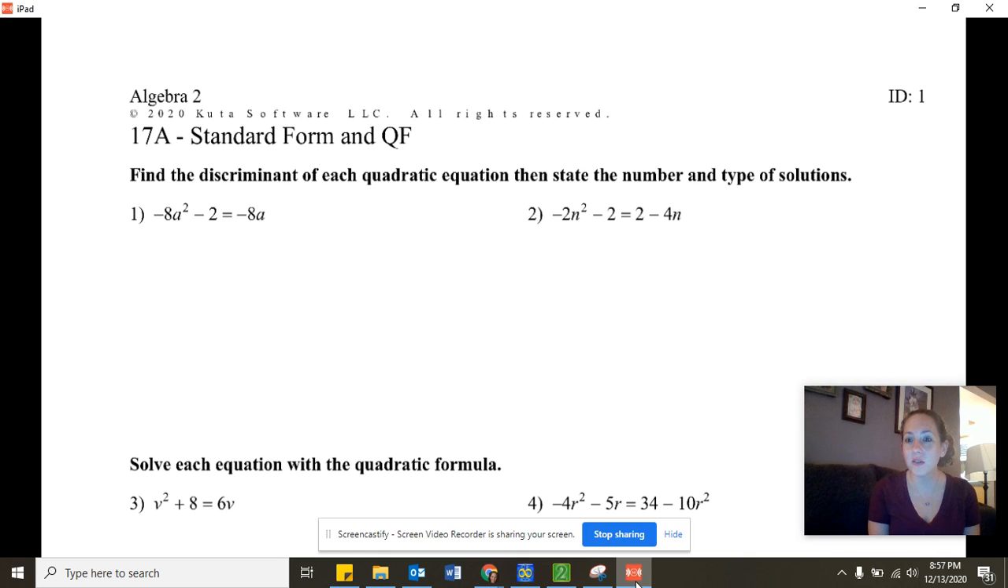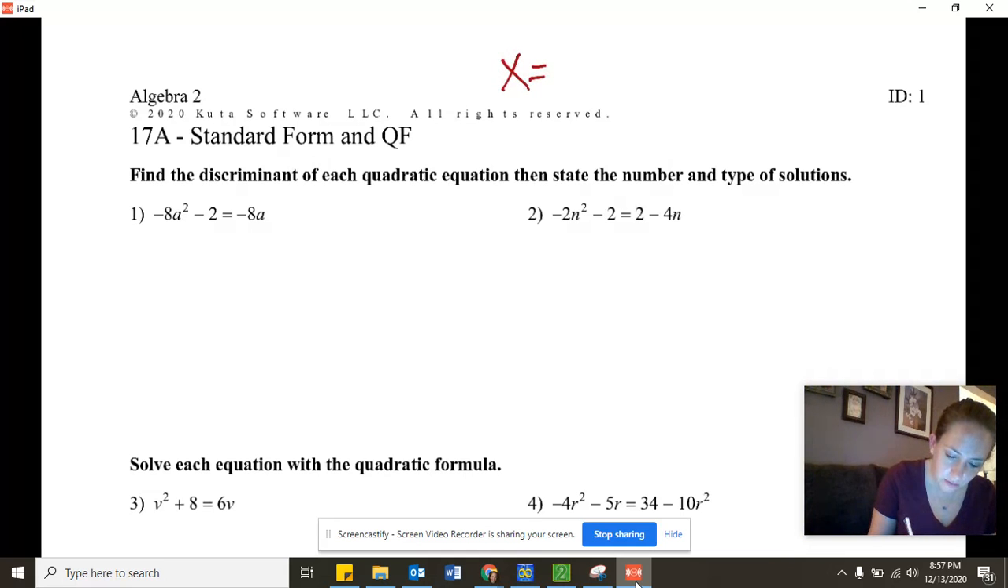Hey guys, so this week we're going to keep going with the quadratic formula, but there's one tiny thing that we need to add, and that is making sure that it equals 0 before you do anything with the quadratic formula. So if you have not written down the quadratic formula, this is it. I strongly suggest you write it down somewhere to have it.